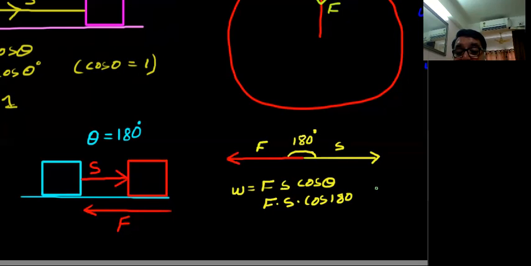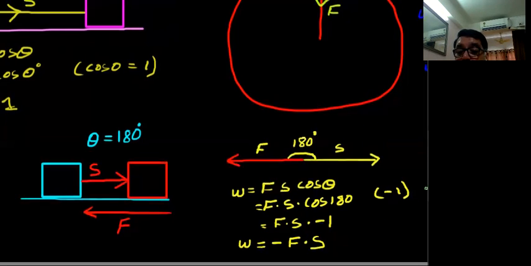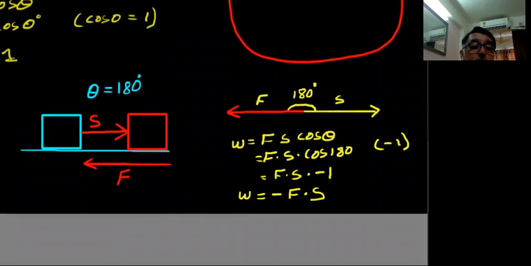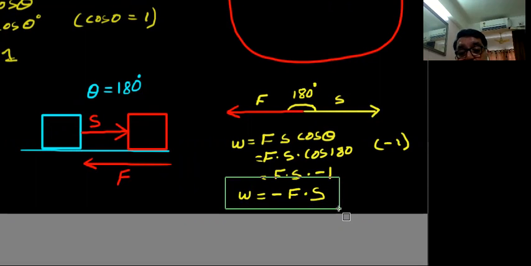Cos 180 degrees equals minus 1. So work equals F into S into minus 1. So we get work equals minus F into S. This is the work done if the direction of the displacement and the direction of the force are opposite. In that case, we say that the work done will be negative.